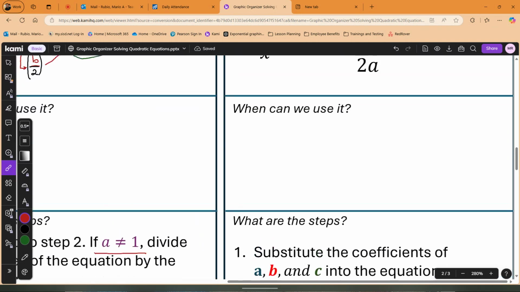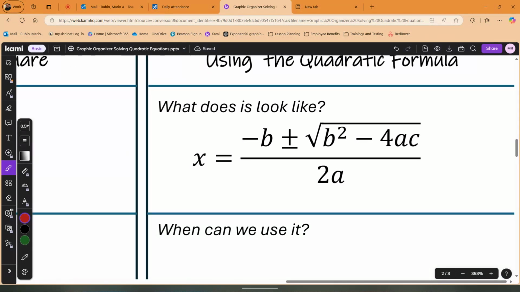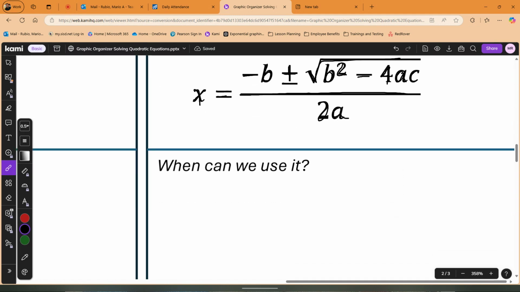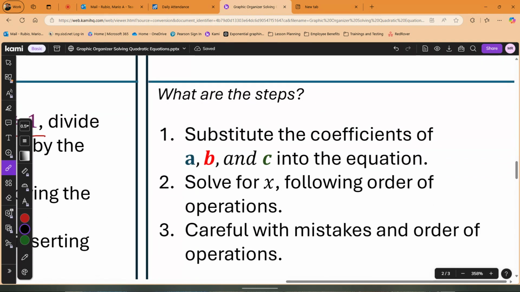And then the last section I want you to fill in is using the quadratic formula. This is what we learned yesterday. You've got this nice formula that can be used to solve for x in any equation. It's x equals negative b plus or minus the square root of b squared minus 4 times a times c, all of that divided by 2 times a. Your partner will give you the when can we use it, and I want you to write down the steps.